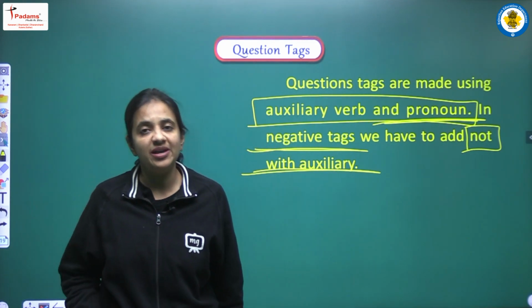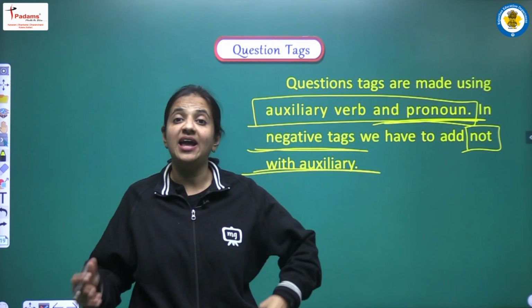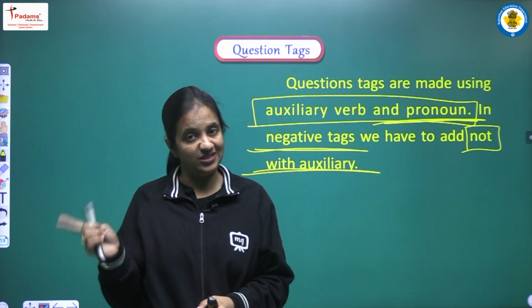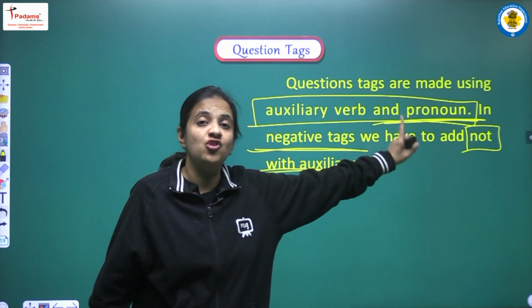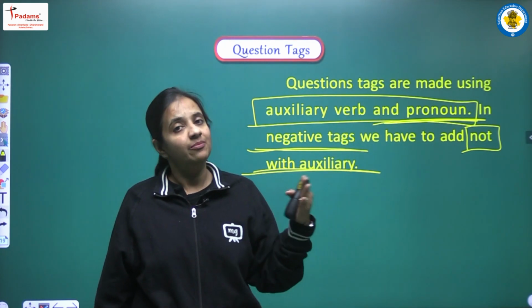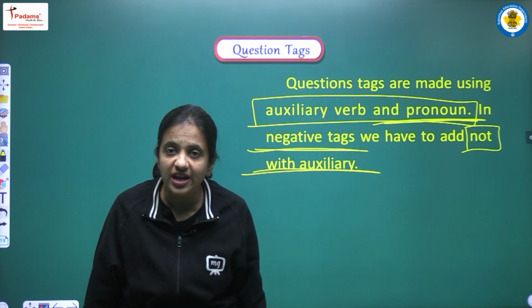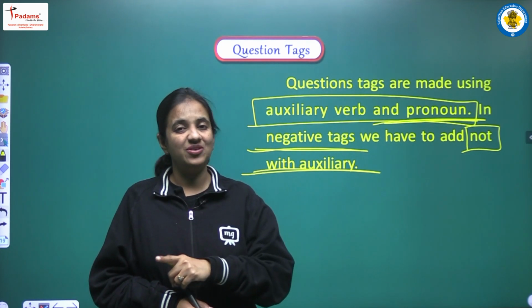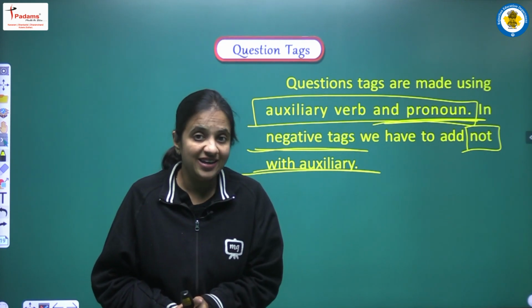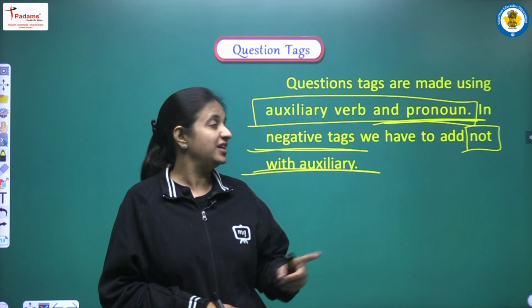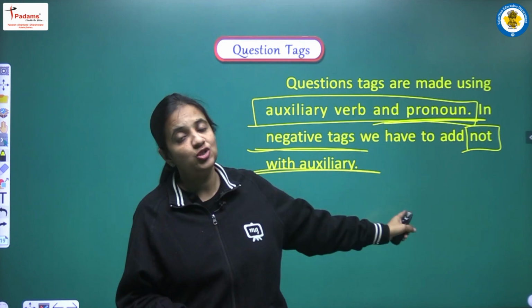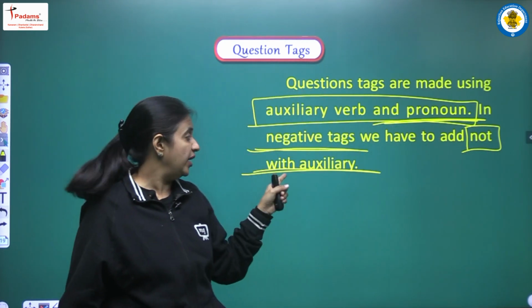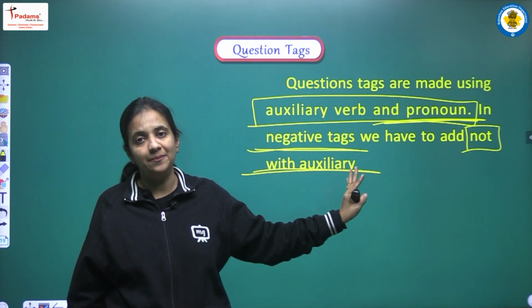So in this case we can say that if we are having a negative tag, then we actually need three things. First is the auxiliary verb, second is this not, and third is the pronoun. But if we are having an assertive tag, or we can say a positive tag, then we need only two things: auxiliary verb plus pronoun. And again, I am repeating: to make the tag negative, we have to add not also with the auxiliary verb.